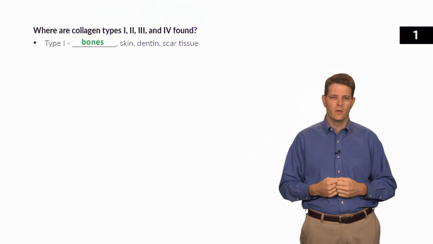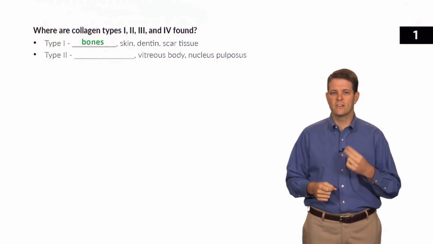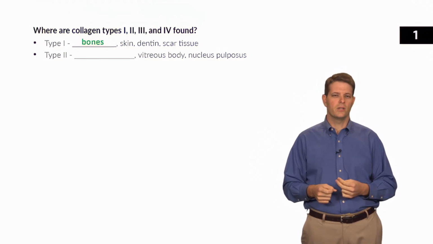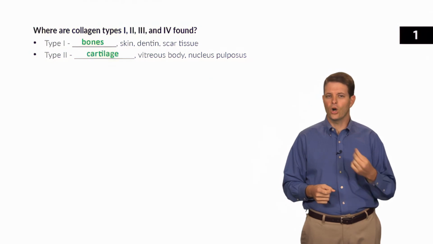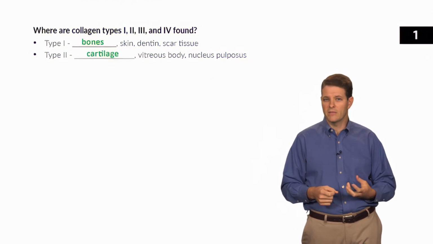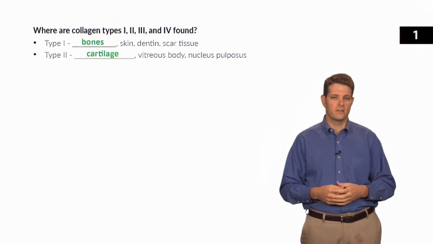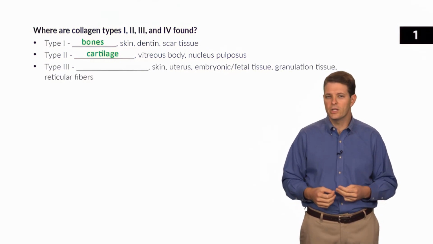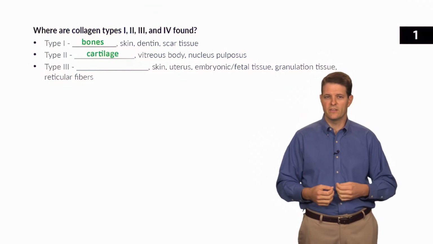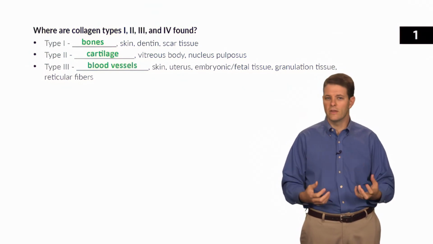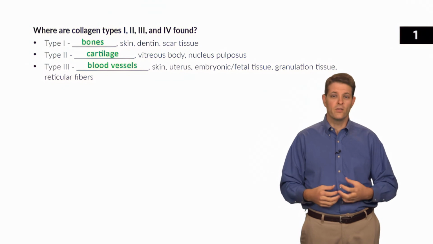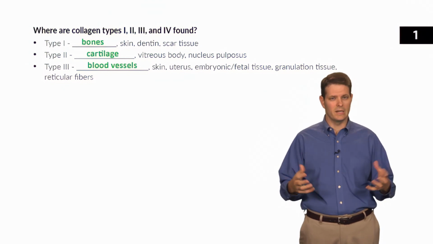For type 2, I want you to remember the word slippery. Type 2 collagen is found in slippery tissues like cartilage and the vitreous body of the eye, and also in the nucleus pulposus in your intervertebral discs. Type 3 collagen is stretchy collagen, so it's found in stretchy tissues like the blood vessels and the skin, and also the uterus, which needs to be able to stretch a lot.